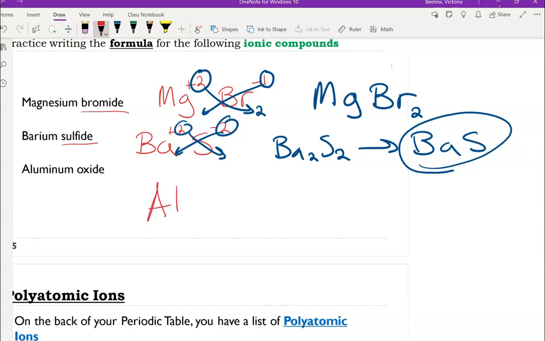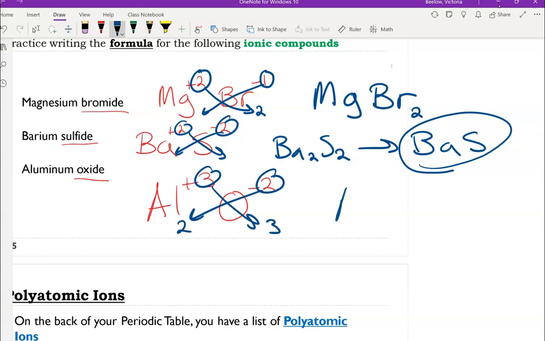Last, we have aluminum oxide. Aluminum has a charge of +3 on your periodic table. Oxide, that would be oxygen on your periodic table, and that has a charge of -2. We're going to do our crisscross. Again, the number becomes the subscript. So we would have Al2O3 as our final answer.